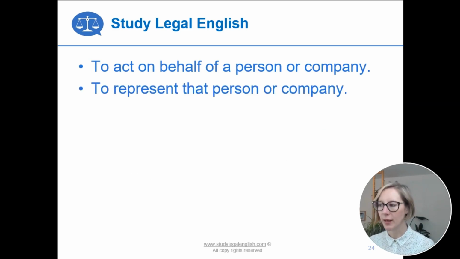It means to represent that person or company. Okay. You're a lawyer. You're going to be acting on behalf of clients a lot in negotiations, in litigation. Okay. So it's an important phrase to get correct, okay? I act on behalf of someone.